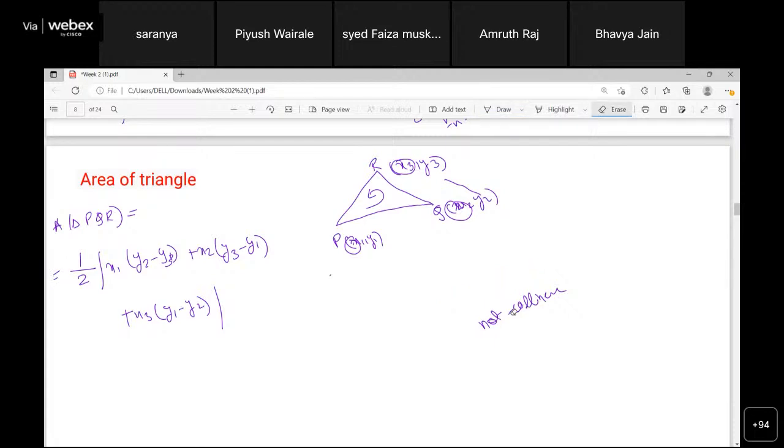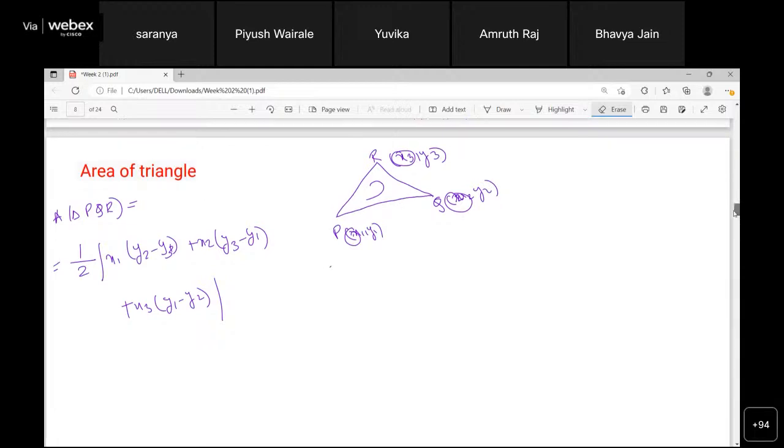Hello, are you getting what I'm saying? Yes, sir. Correct. So with this simple formula, if we are given the 3 points, we should be able to find out the area of a triangle. That's it, right? And if 3 points are collinear, then we will not get the area of a triangle, right?